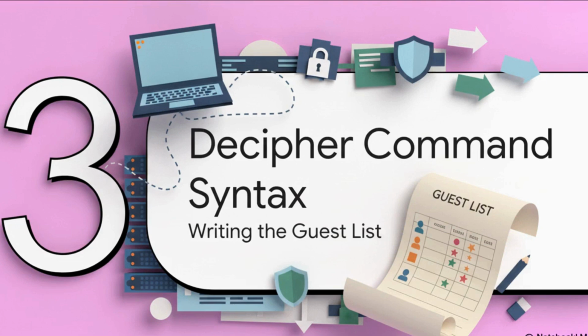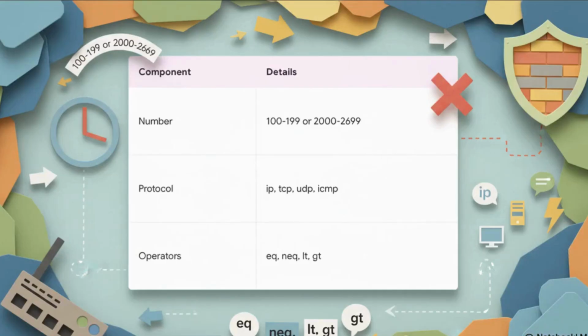Section 3. Deciphering the command syntax. This is where you, the network boss, actually write the guest list. What's really interesting here is how we can take that dense, intimidating Cisco IOS configuration syntax and map it out into simple building blocks. So if you're creating a numbered extended ACL, you have to use a specific number range. That's typically 100 to 199, or the expanded range of 2000 to 2699. Using a number from those ranges instantly tells the router, hey, heads up, expect an extended ACL.